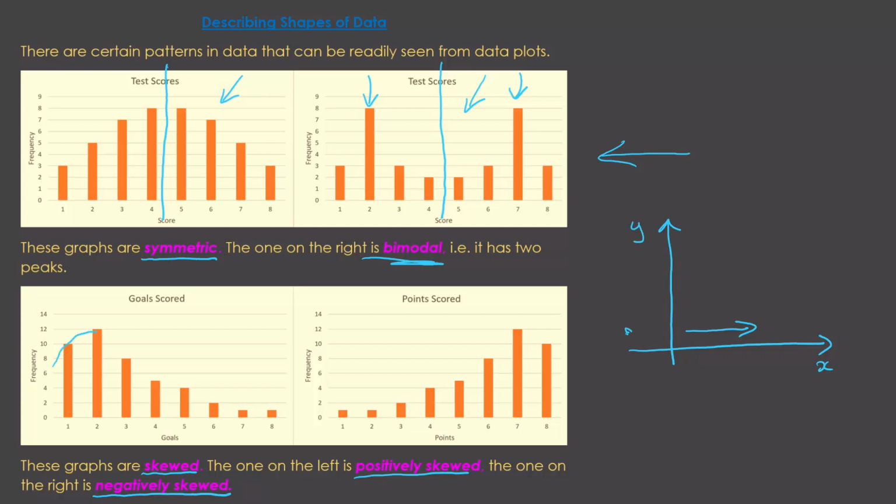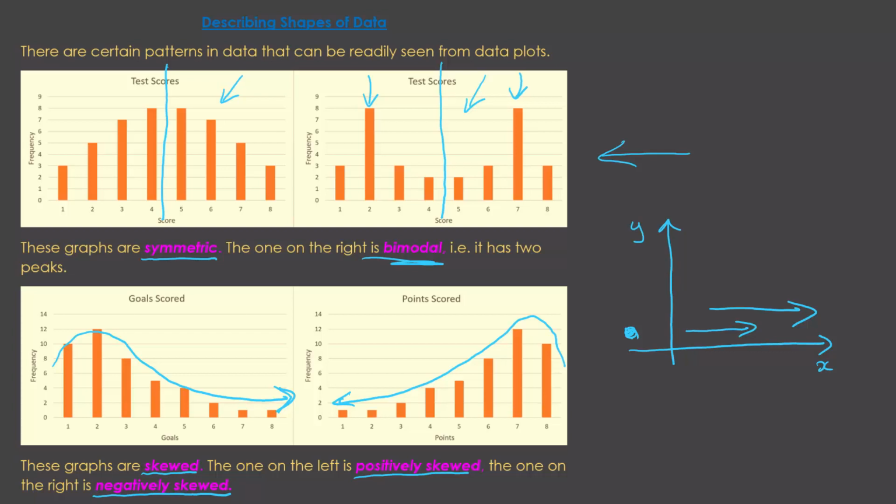So when it's positively skewed, it's like the data's been stretched out in the positive direction. So that's the one that's positively skewed. The data has been stretched out to the right. And negative skew is stretched to the left, which is where the negative numbers are on axes.